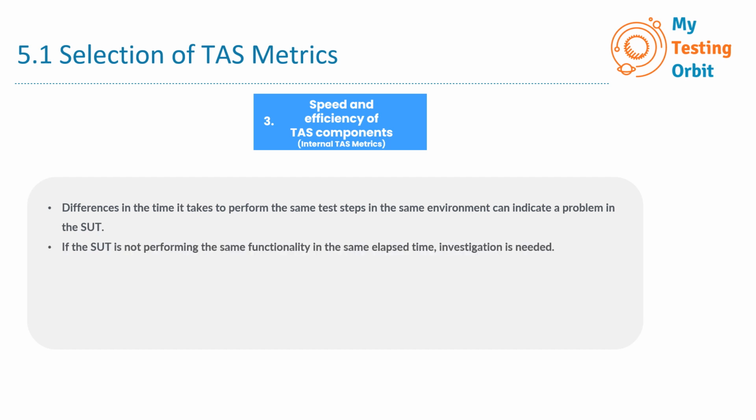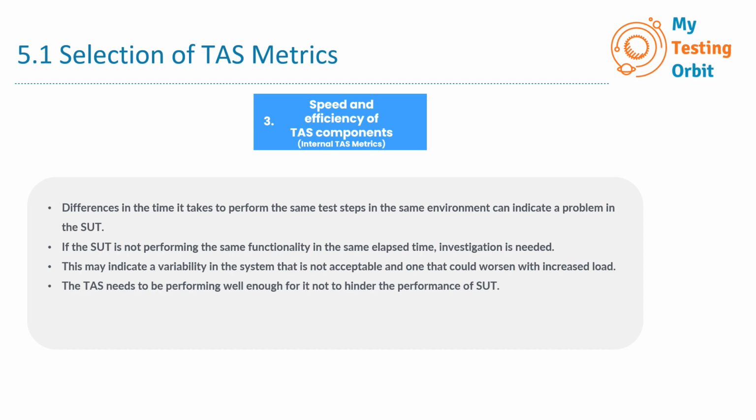Then we have, if the SUT is not performing the same functionality in the same elapsed time, investigation is needed. So investigating these time variations is essential to ensure the reliability and performance of the application. Next point is this may indicate a variability in the system that is not acceptable and one that could worsen with increased load. So these variations could signal, let's say, a performance problem in the system, and this can be significant during periods of heavy usage.